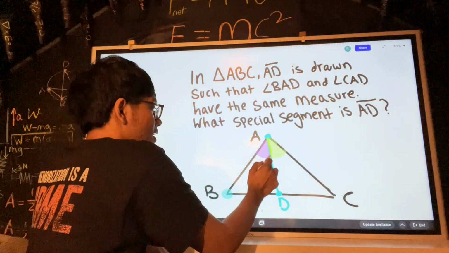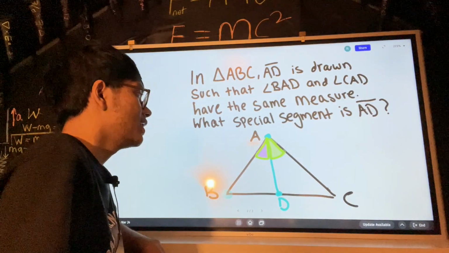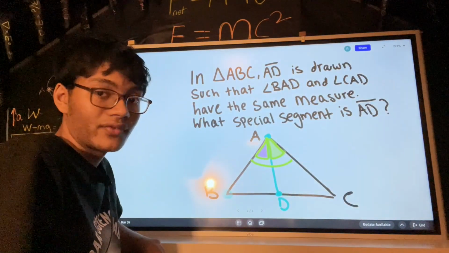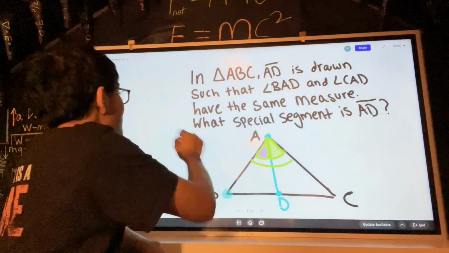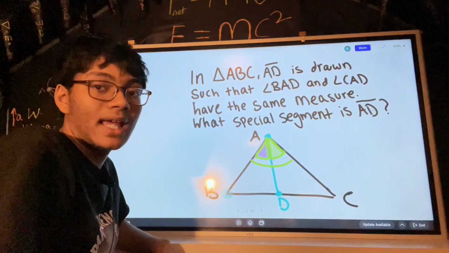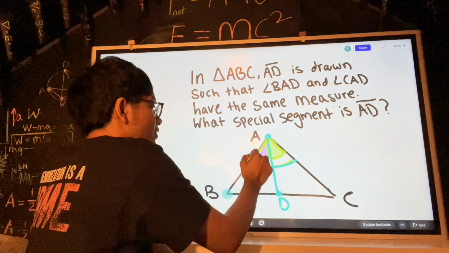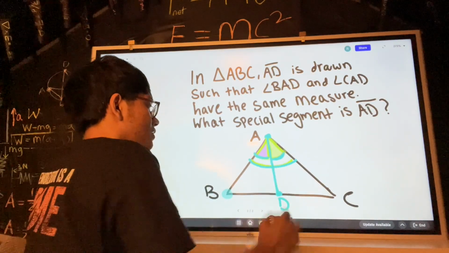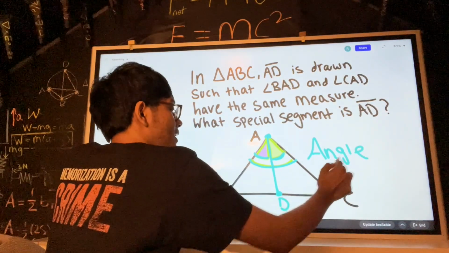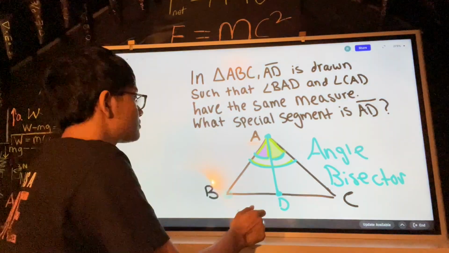So if this angle and this angle are equal to each other, that means the bigger angle here was cut in half, right? So that means line segment AD is a special kind of line segment that cuts angles in half. So line segment AD took this angle, it cut it in half into these two equal angles. And so line segment AD must be an angle bisector. And that's it, folks. Now let's check out the big idea.